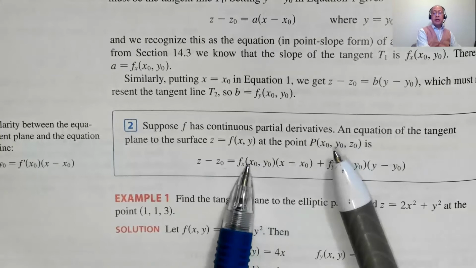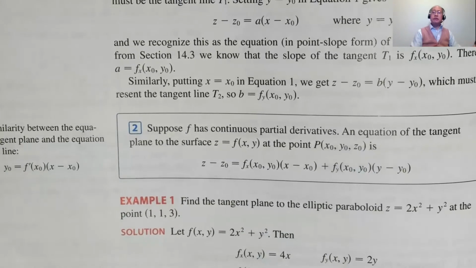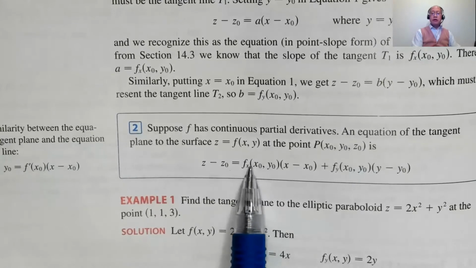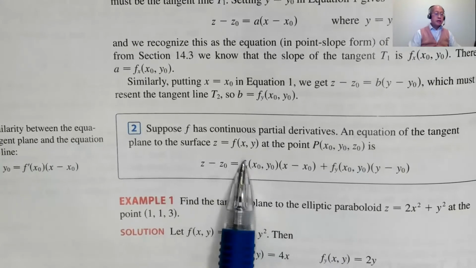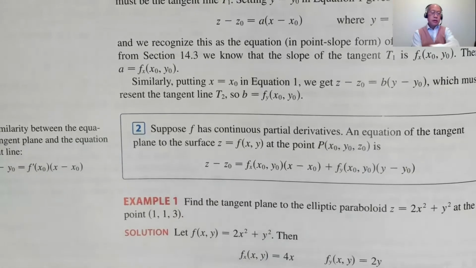So don't leave it as the expression, plug it in. Okay, that's sort of like in Calc 1, right? You found a derivative to be 2x, but then you have to plug in x equals 3 or whatever. So likewise here, you find fx and fy, but plug in the given point that you have. All right, and that gives you the linear approximation.